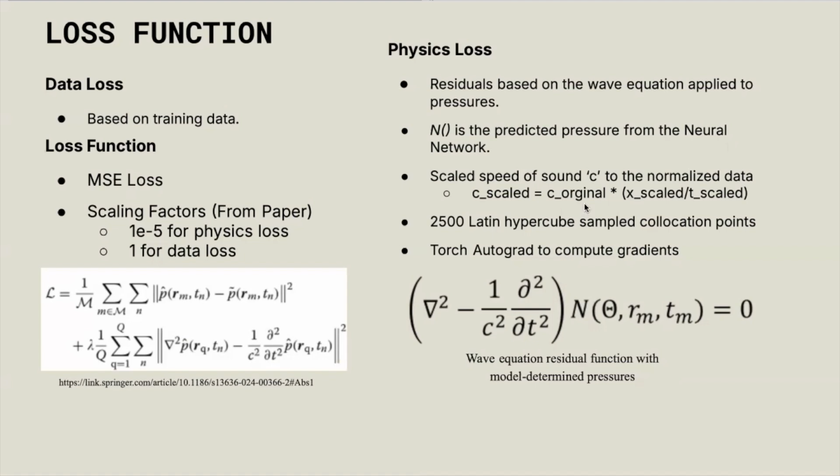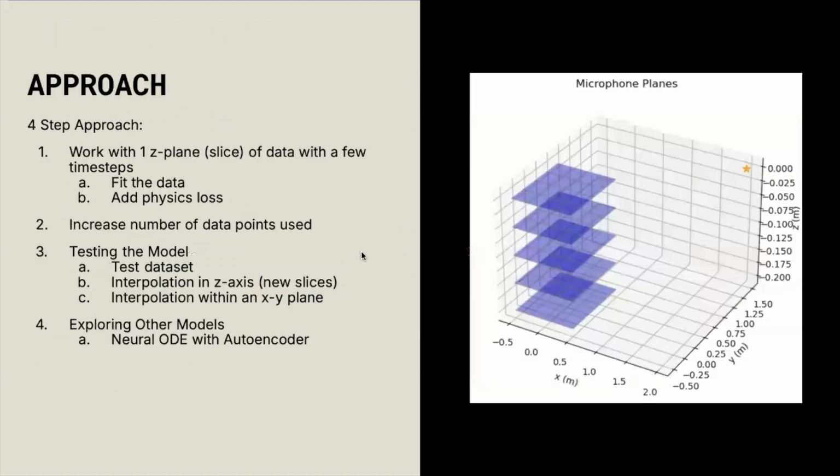We also used 2,500 collocation points that were sampled through a Latin hypercube, and then we used Torch AutoGrad to compute all the gradients for this. An interesting thing with this is we had to scale the physics loss down by about 1e to the -5 for our total loss function to converge and for us to produce good results.